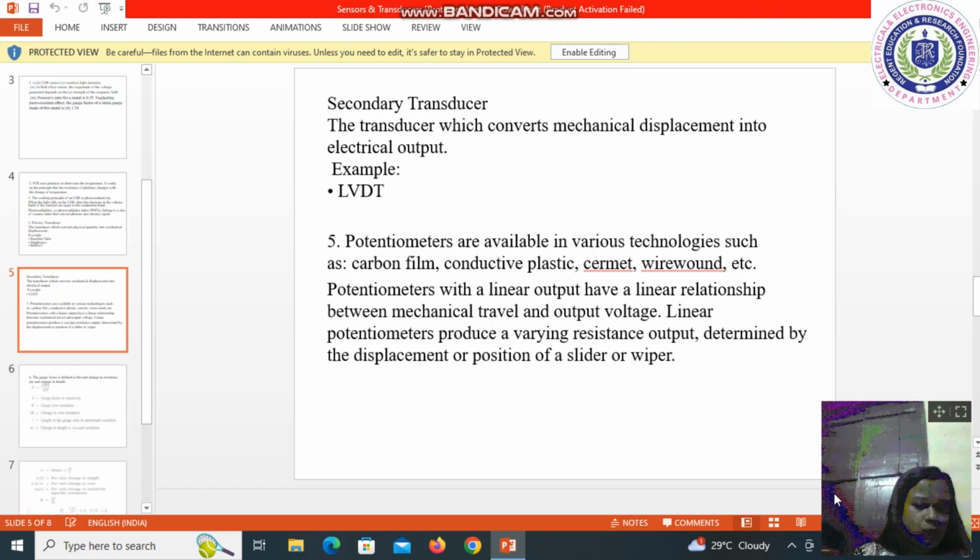Next question, question number 5. In question number 5, it is asked: what are the different materials used in the resistance non-wire wound potentiometer? What are the relations between linearity and sensitivity of a potentiometer? So this question contains two parts. At first we have to discuss the different materials which are used in the resistance non-wire wound potentiometer.